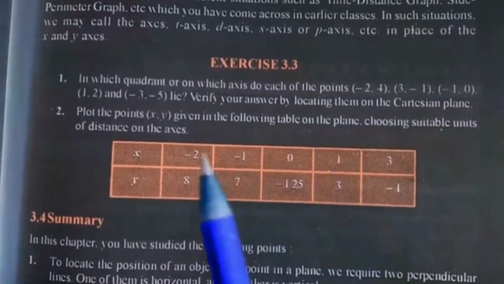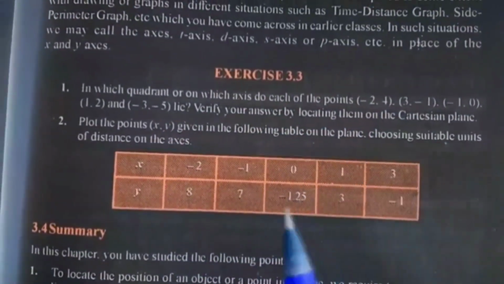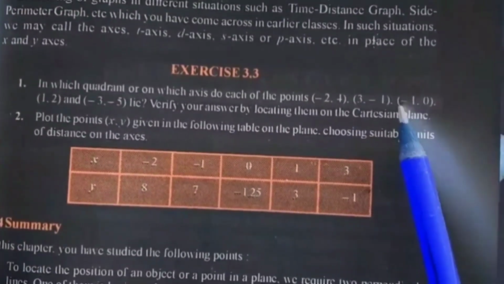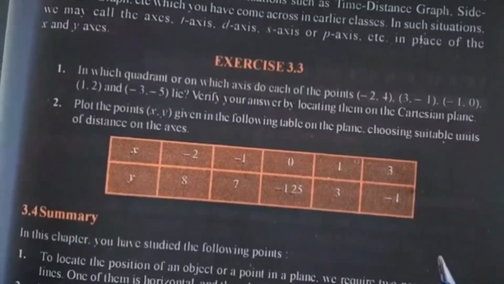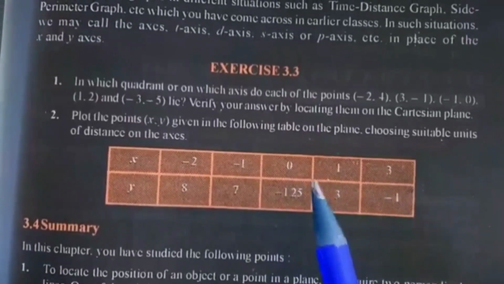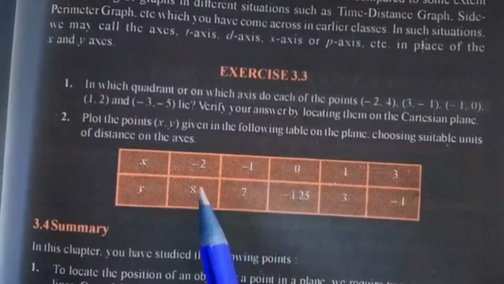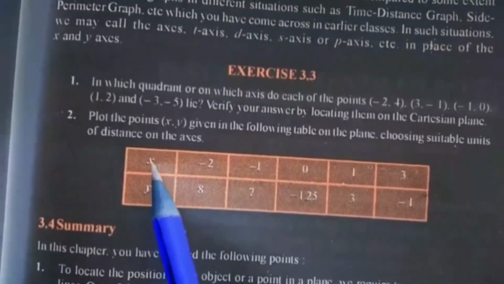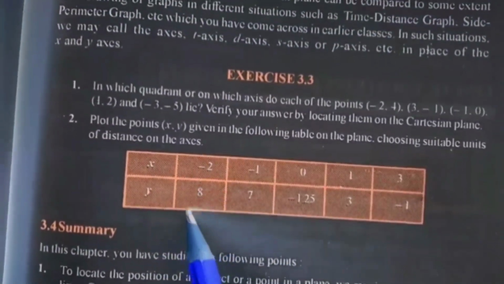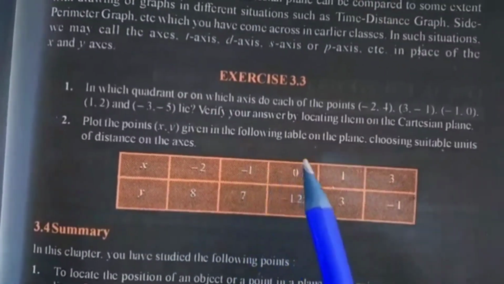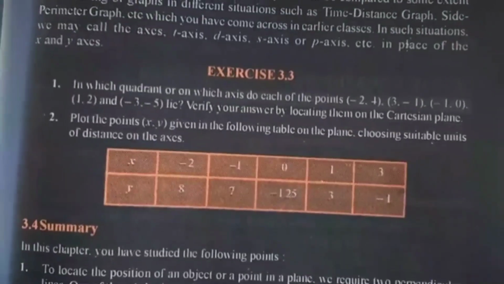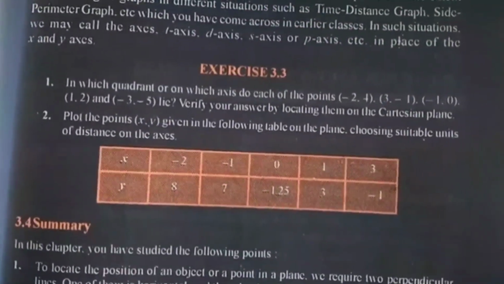Let us start exercise number 3.3. First example. In which quadrant or on which axis do each of the points (-2, 4), (3, -1), (-1, 0), (1, 2) and (-3, 5) lie? You can easily solve this. First one, (-2, 4) means it lies in second quadrant. (3, -1), it lies in fourth quadrant. Similarly, you can give answer of other two questions.